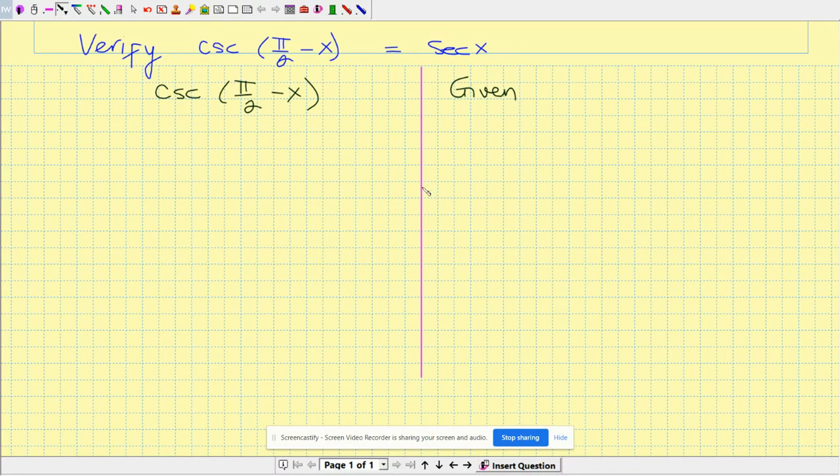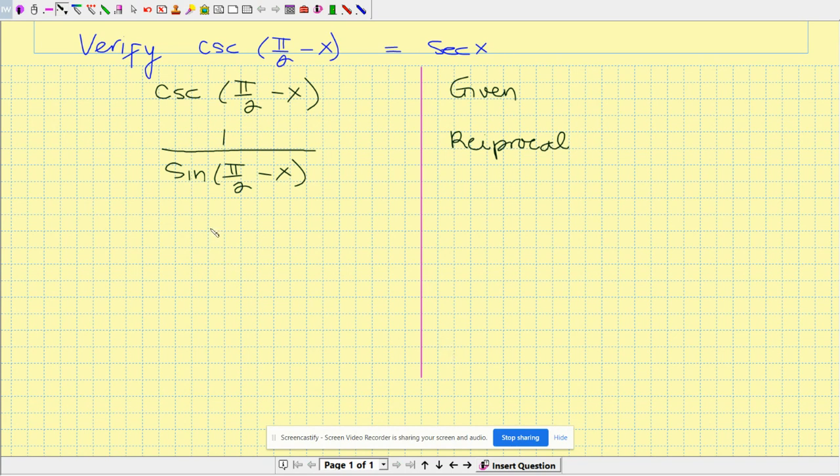Next step, we are going to use the reciprocal identity. So for the cosecant, we can go ahead and write 1 over sine of pi over 2 minus x.